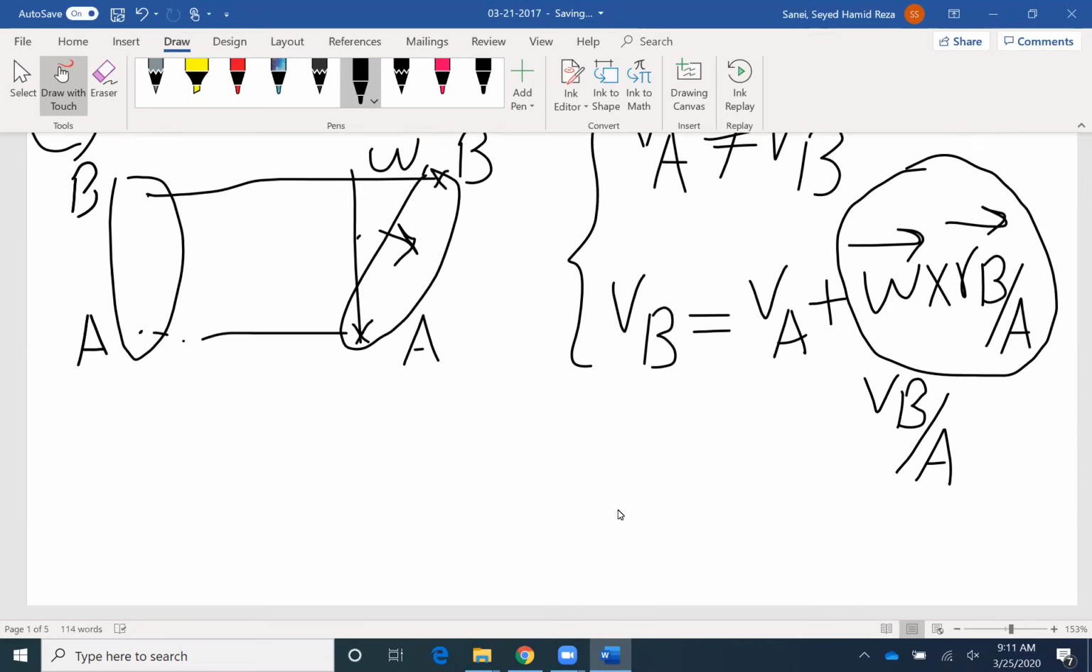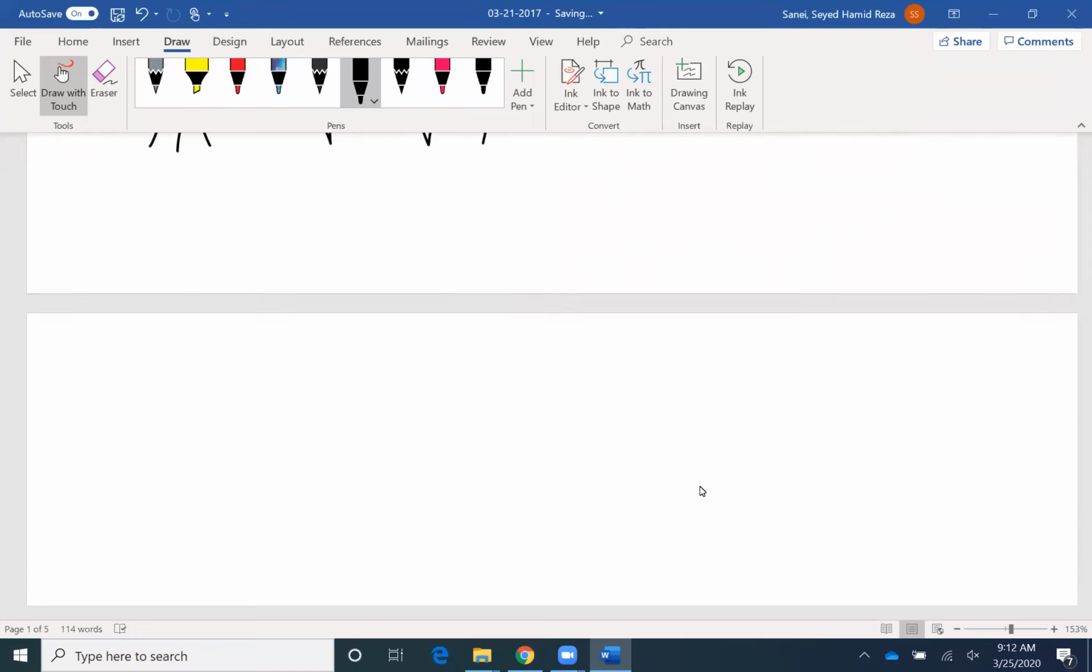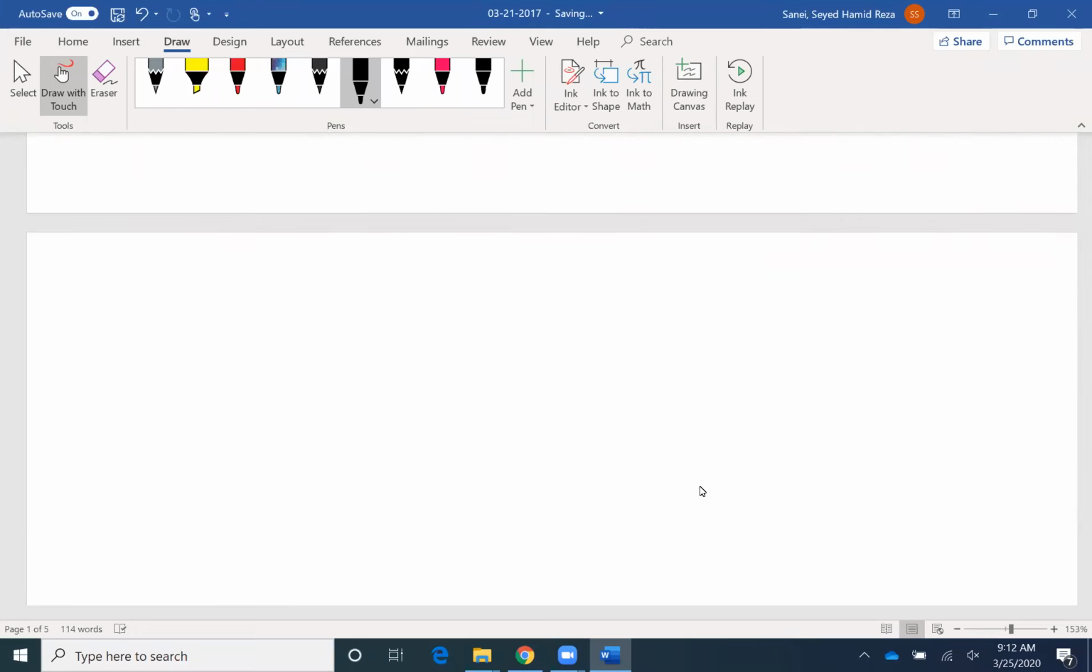You need to remember that VBA is a cross product formulation, which means that the order is important. And also VBA is perpendicular to both omega as well as RBA. So this relative velocity formulation is very helpful for us, and we use it for solving different problems.